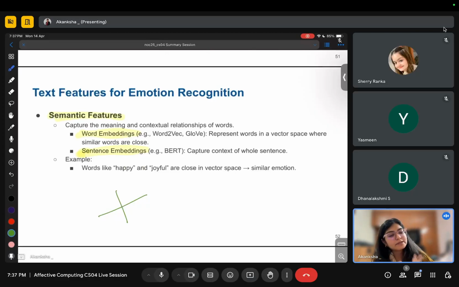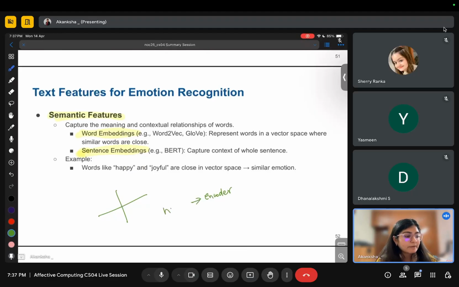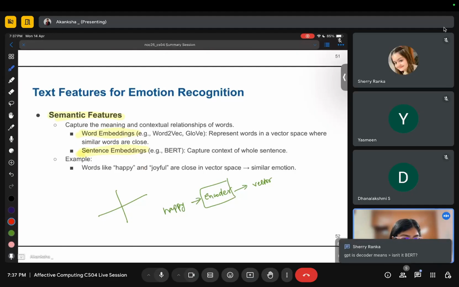So BERT is basically an encoder type. What does encoder mean? To encode to a certain mathematical or vector form. So I use an encoder. Let's say my word is happy, so it will give me some kind of vector, some number. So in such a space I will represent it here.